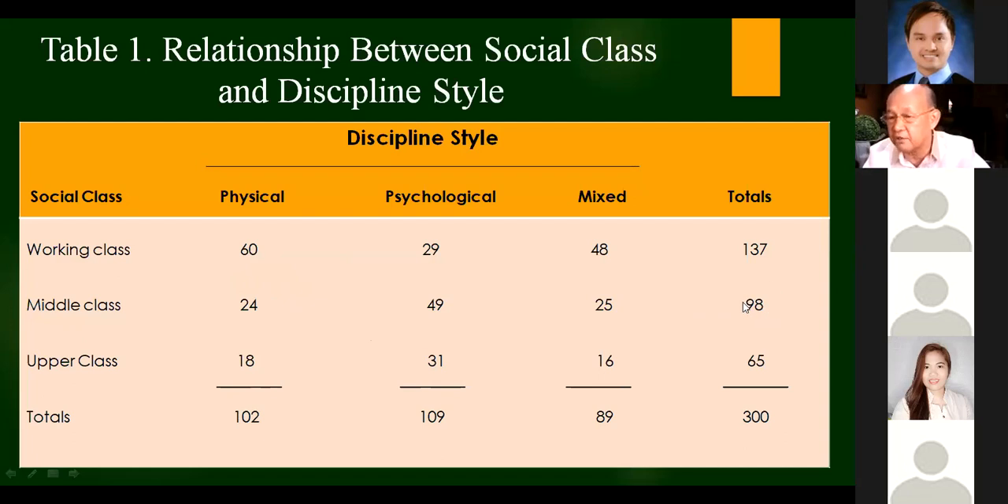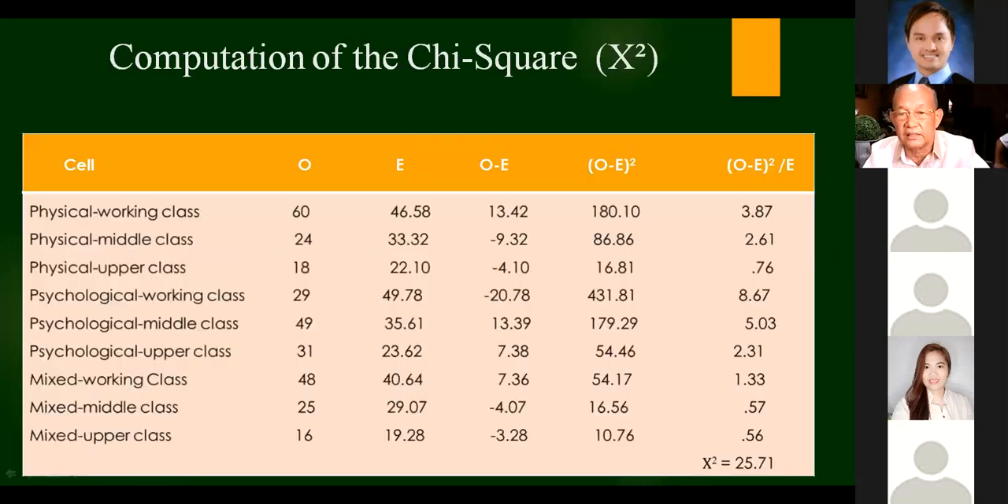If you have your calculator, you can try it. 98 FR times what? 102 divided by 300. I repeat, FR 98 times FK 102 divided by the total number of respondents, or N, 300. If you solve for that, you will get a value equal to 33.32. I showed you how to compute it, no? So this is how you will assign.